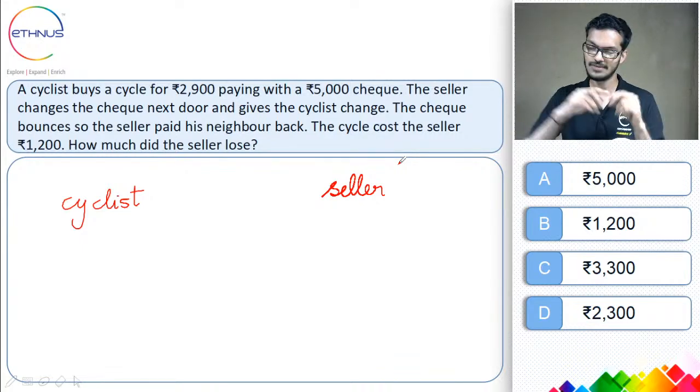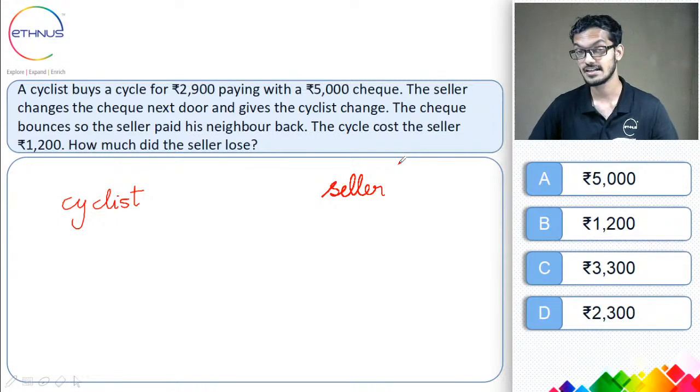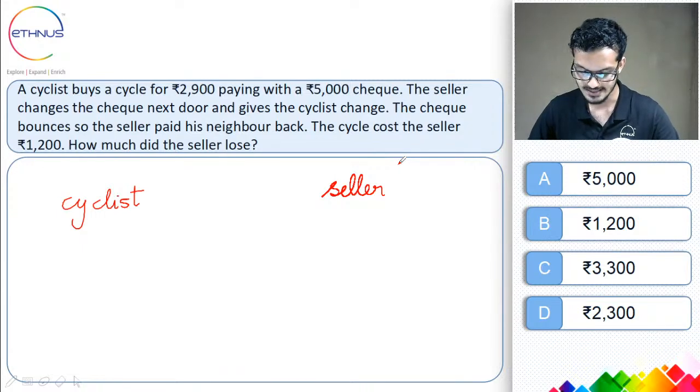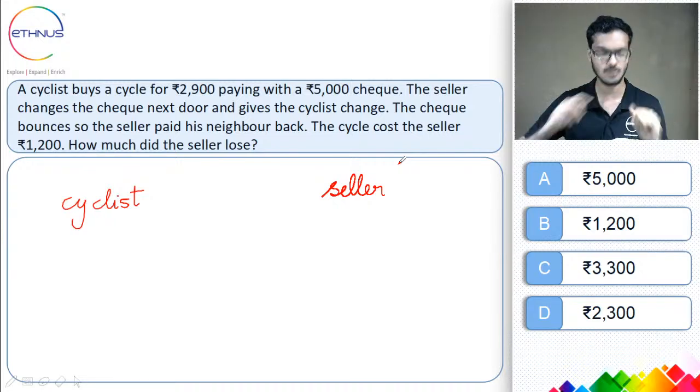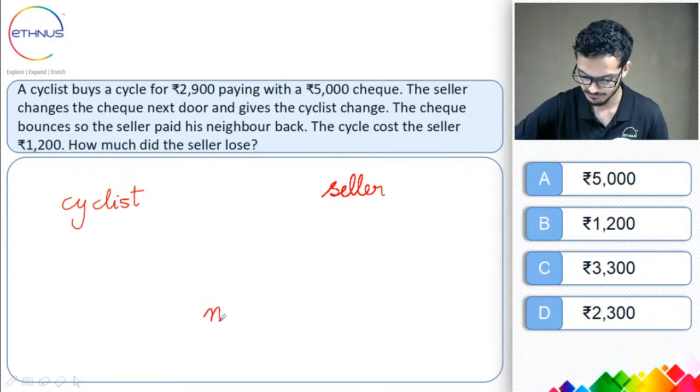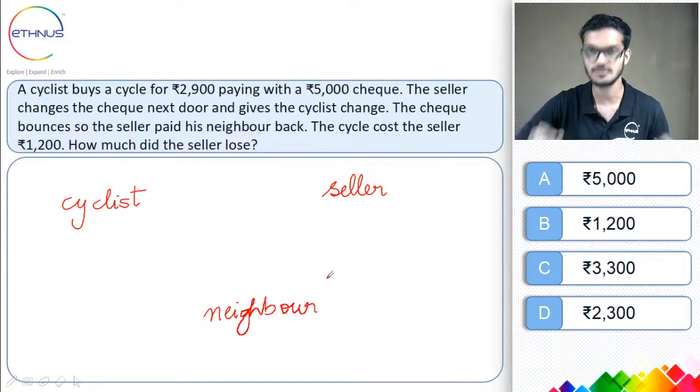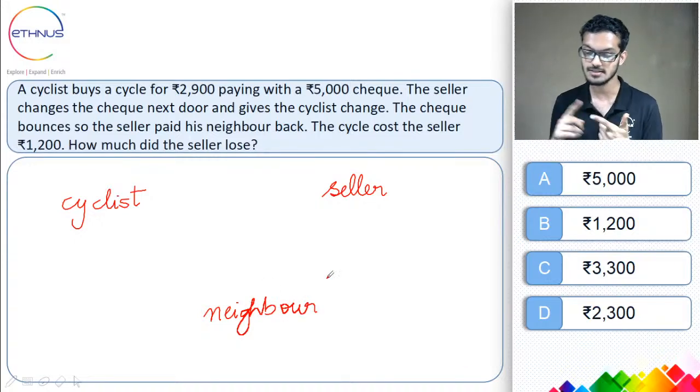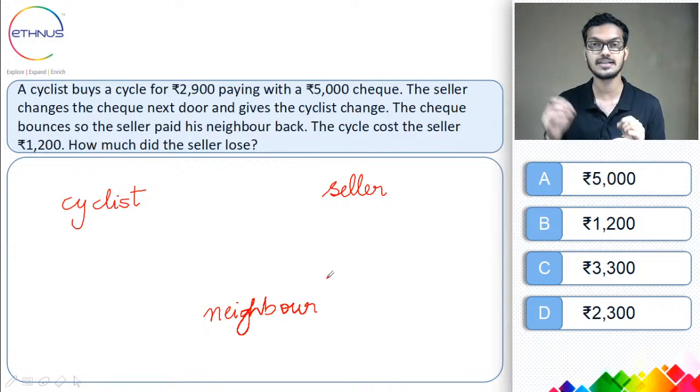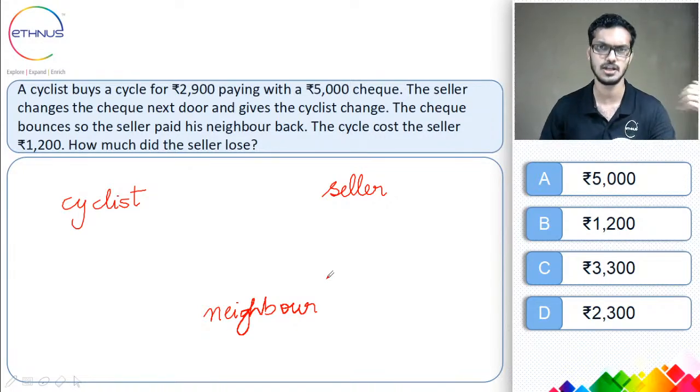when reading the first statement. A cyclist buys a cycle for rupees 2,900, paying with a rupees 5,000 check. The seller changes the check next door and gives the cyclist change. So there is one more person here, that is the neighbor. So here you have one more person joining, the neighbor. So these are the three people. The cycle cost the seller rupees 1,200. How much did the seller lose?